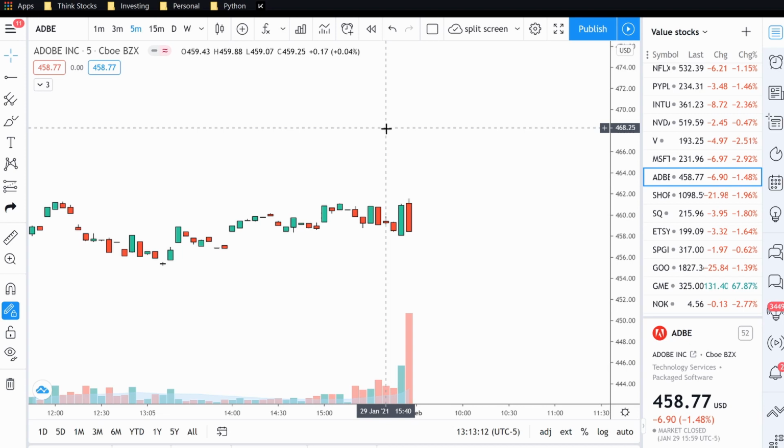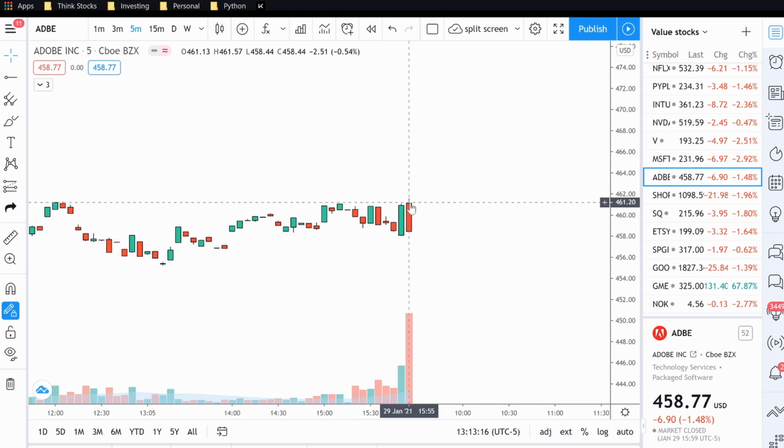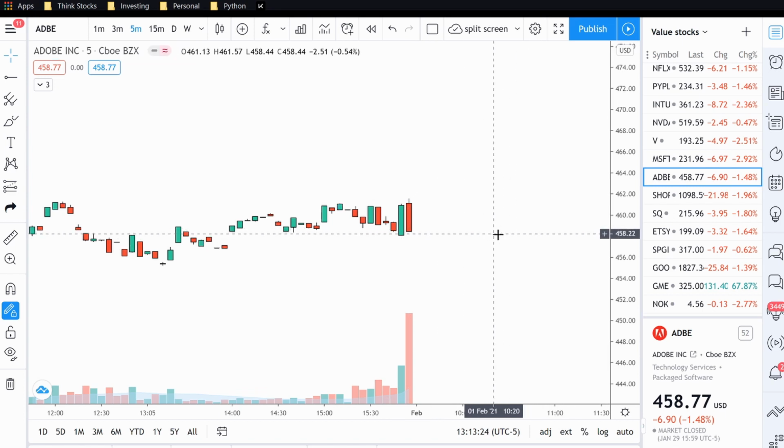Let's jump back to TradingView just to show you the example. So here's Adobe again. And you can see right now the stock was trading down and it closed at $458.39 or right around that. So if you went into this trade with a market order, you get filled for that right away.